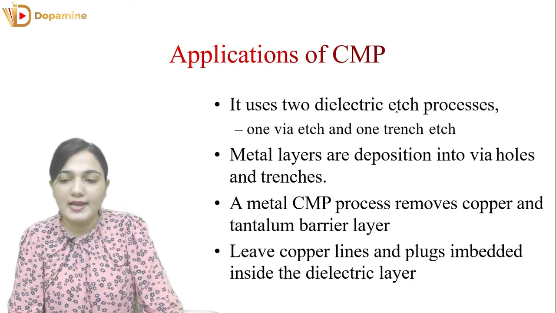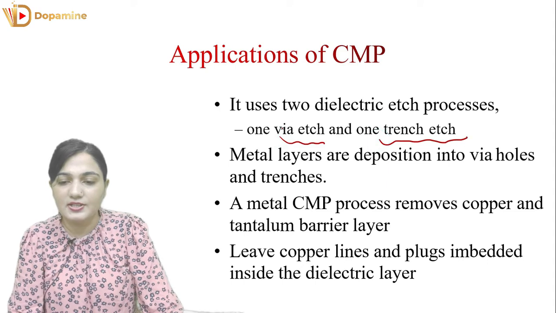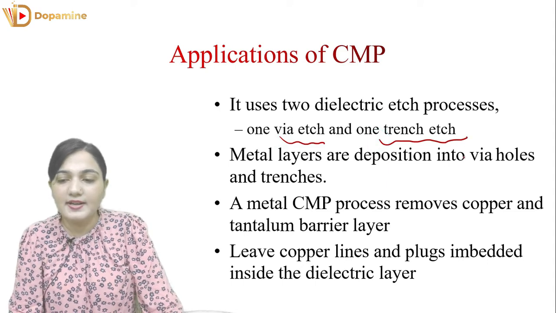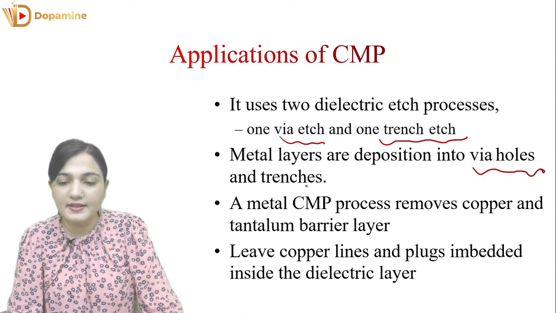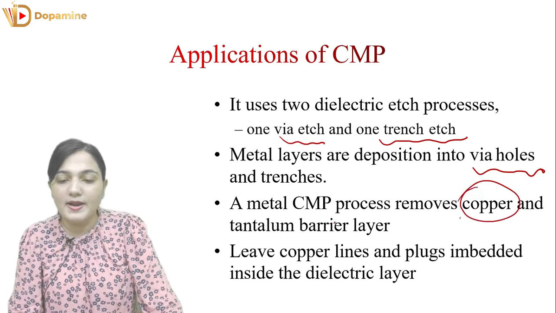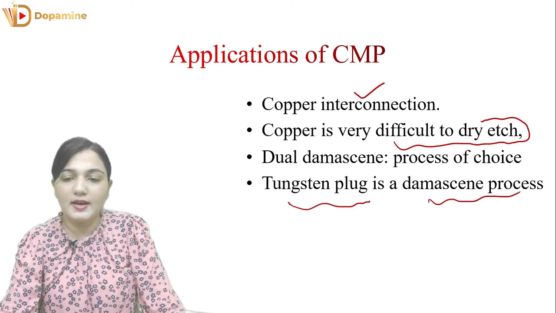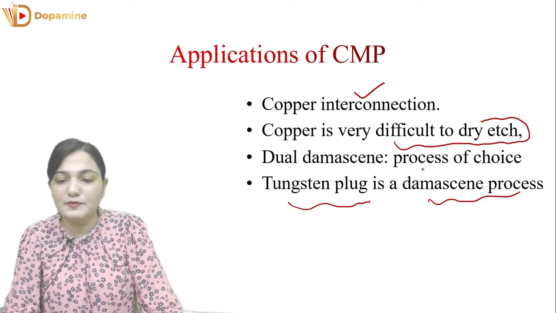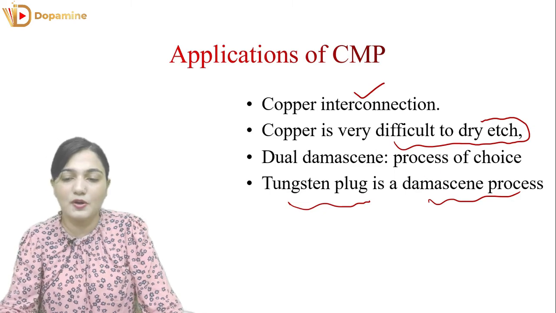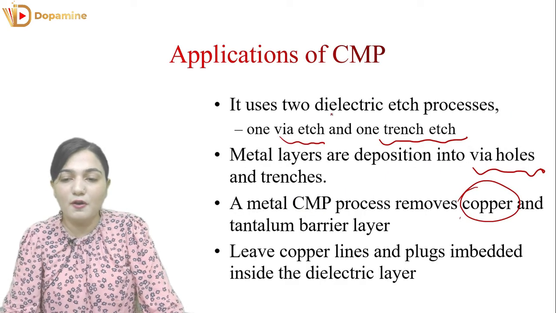It uses two dielectric etch processes, one via etch, another trench etch, right? So metal layers are deposited in the via holes and the trenches, and a metal CMP process will remove copper and tantalum barrier layers, right? So here in the removal of the copper, we are using a dual Damascene process, right? So first of all, we will be using a via etching and then the trench etching.